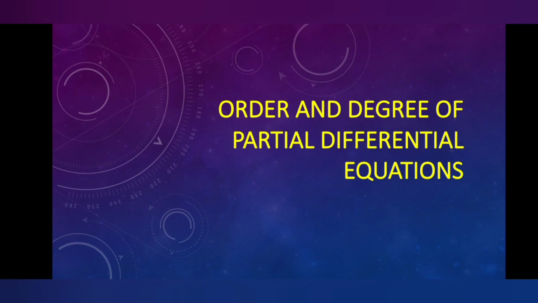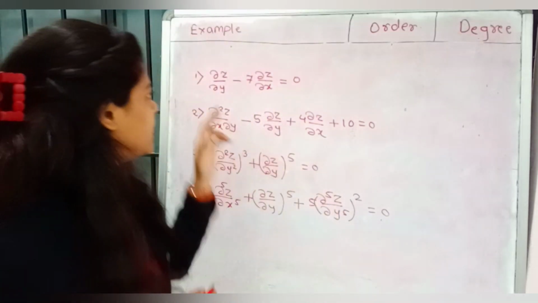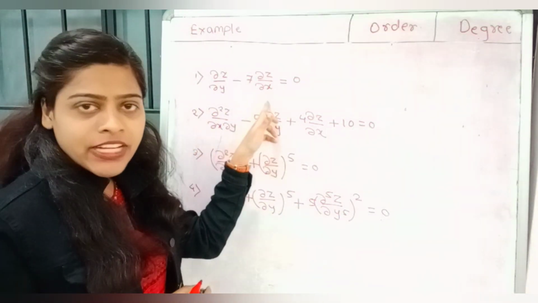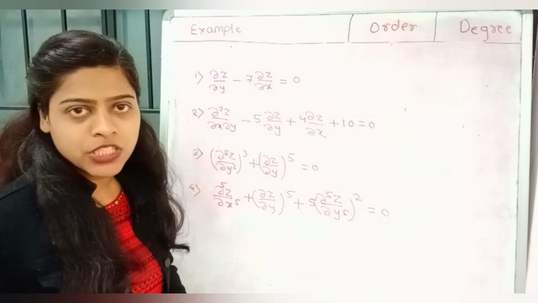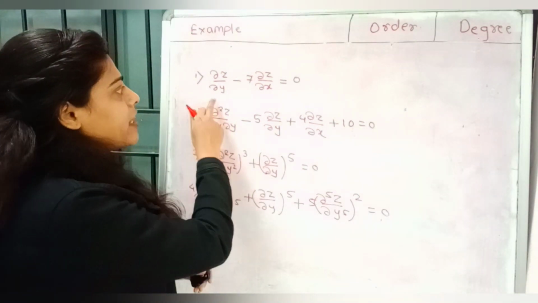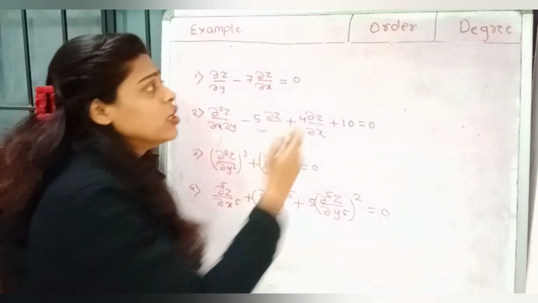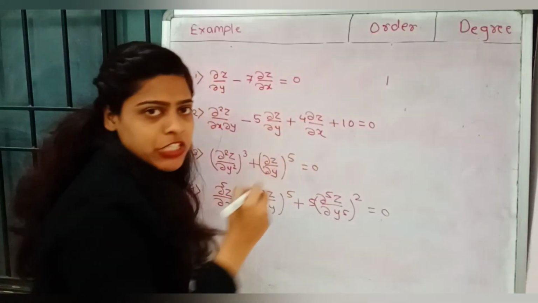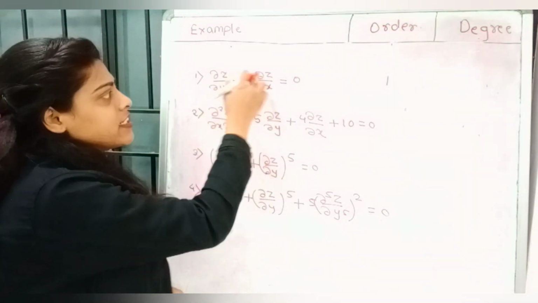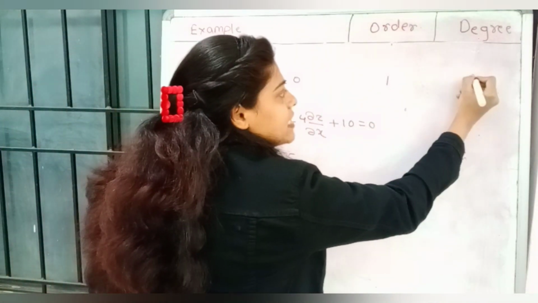Now let us understand these definitions, order and degree of partial differential equations, by a few examples, so that you will be able to understand the concept. Consider the first example: dou z by dou y minus 7 times dou z by dou x is equal to 0. As we can see, the highest order derivative in both cases is 1. So the order of this partial differential equation is 1 and its power is equal to 1. So its degree is 1.